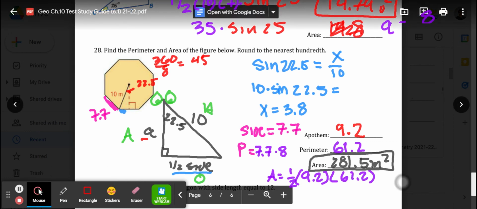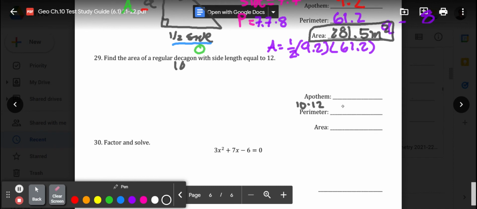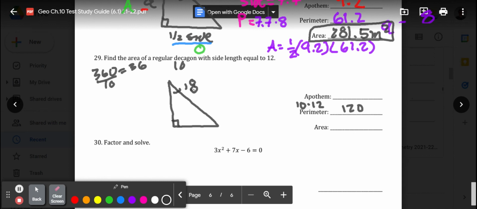Okay, let's move. Find the area of a regular decagon with the side length equal to 12. Okay, so decagon is 10 sides, so the perimeter here is just going to be 10 times 12, so that's just 120. If we break the decagon into that little triangle, again, to find it, we have to do 360 divided by 10, which is 36, but then half of 36 is what our apothem does, so we end up with 18 in here. The side length is 12, so this is going to become 6, and we want to find the apothem.